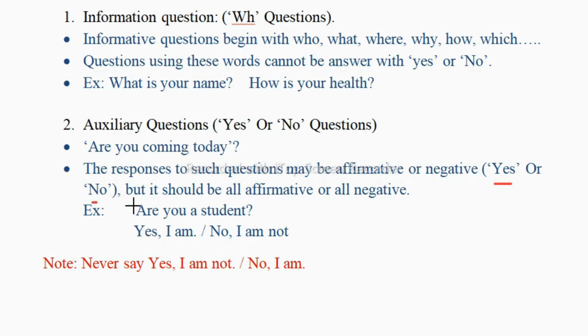But you should not mix negative and positive statements in one sentence. For example, I have written here, are you a student? Yes, I am. Yes is positive, and I am is also positive. If you are not a student, then you have to say no, I am not. Your answer should be all positive, or if it is negative, then all negative. As you can see here, never say yes I am not, or no I am. You cannot mix negative and positive together.